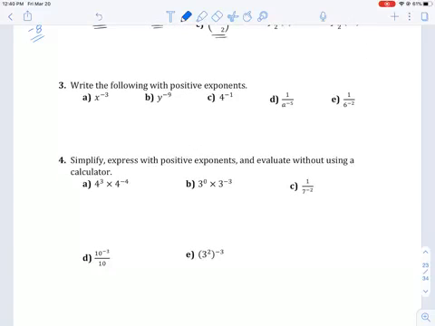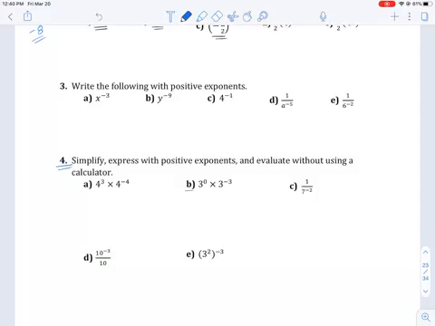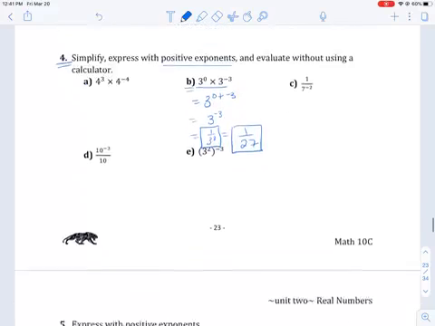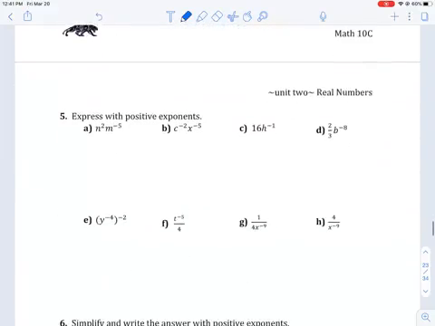Let's see, do these look frightening? Simplify and express with positive exponents and evaluate without using a calculator. So something like B, if you were to do this one, you would say 3 to the 0 plus negative 3, because this is product law. We're multiplying powers with the same base. We add the exponents. That's equal to 3 to the power of negative 3. So I want to rewrite with positive exponents. So I would write that as 1 over 3 cubed, positive 3. And then that would be 1 over 27. So there's kind of two parts to this answer. There's the positive exponents, and then there's the 1 over 27.